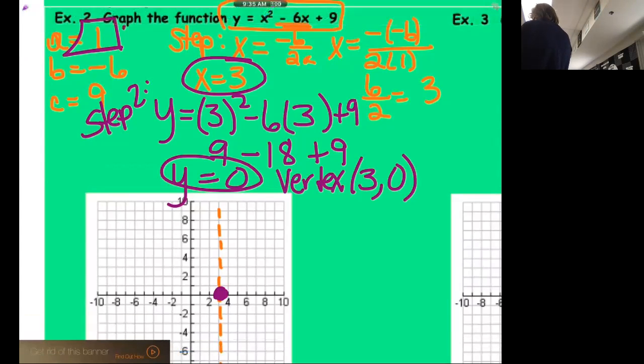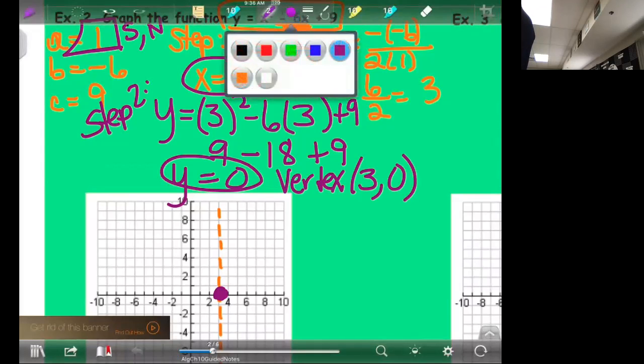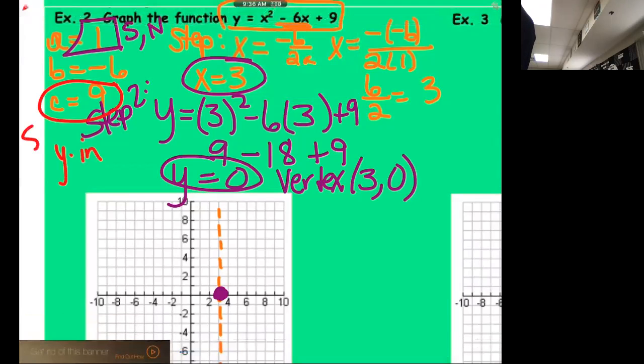It's a smiley, normal graph, right? So I know it's going to do this. I have one more thing to look at. The C hasn't done anything. It's feeling left out. So we're going to show that step 3 says that the y-intercept is at 9.